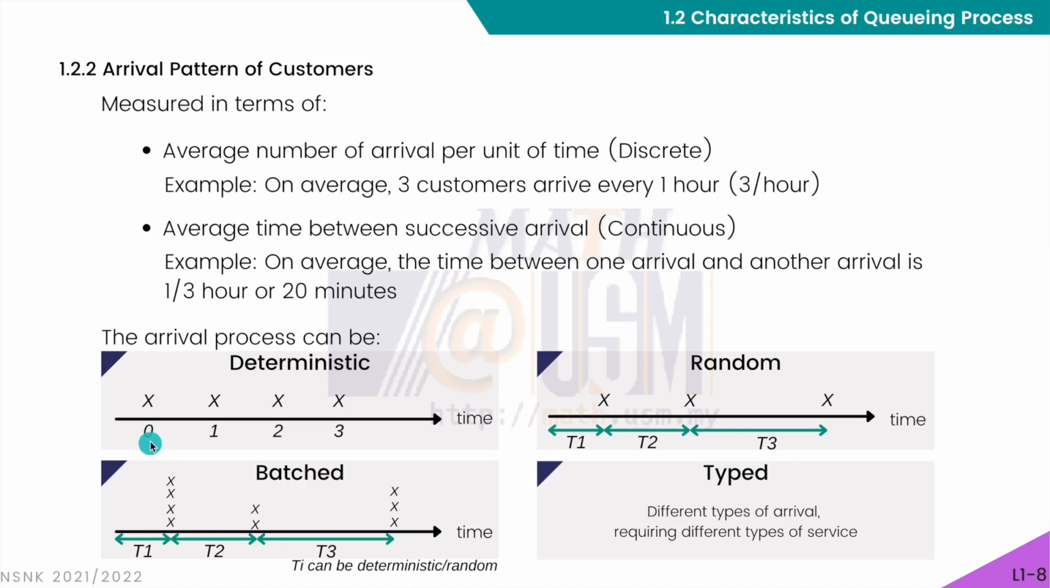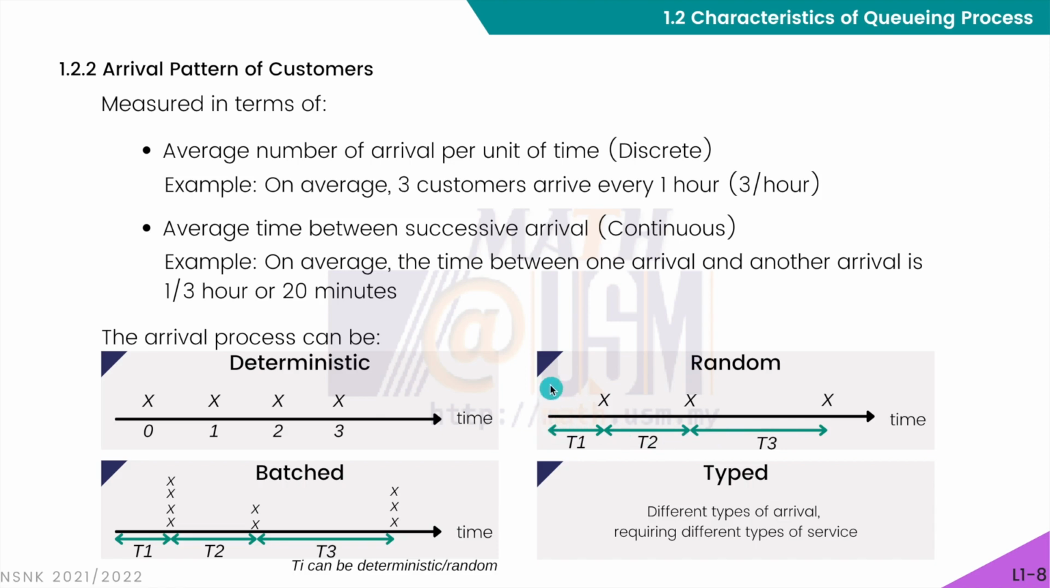For example, the time between your first arrival and second arrival is 1. It's a constant. Okay, it's 1, and then your second arrival and third arrival is also 1 with respect to time. Okay, so the second type of arrival is a random arrival. It can either be probabilistic or stochastic, where the time between each successive arrival is different or random.